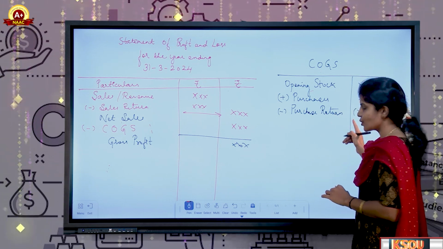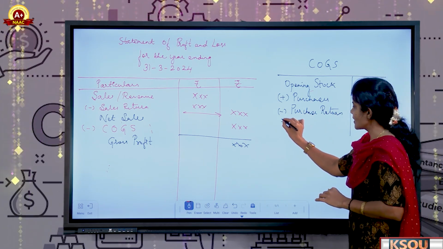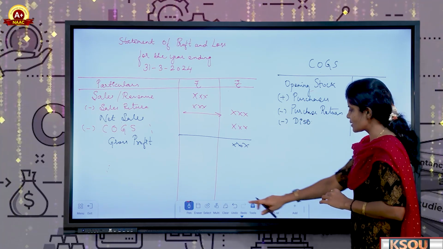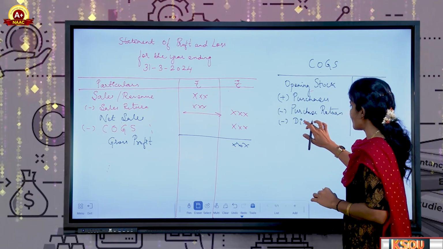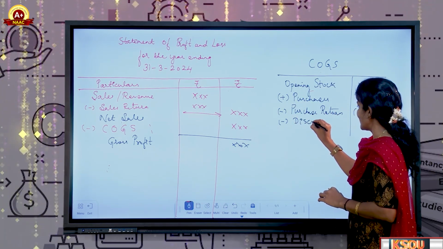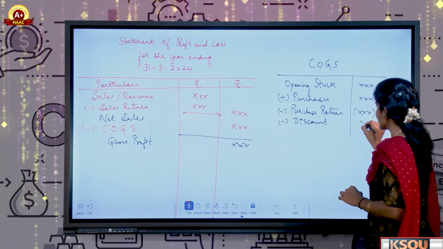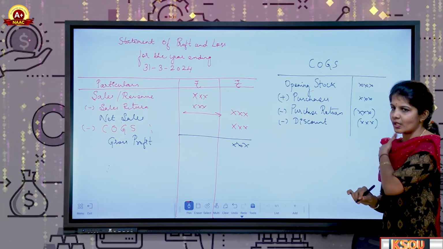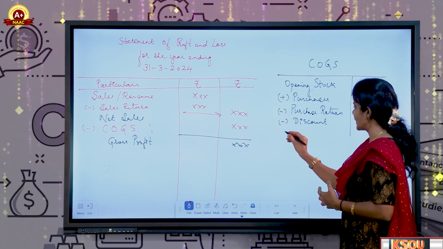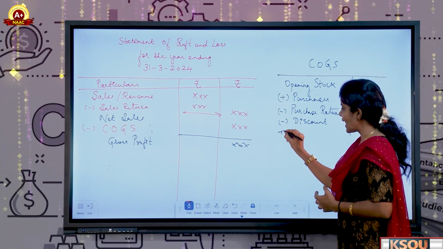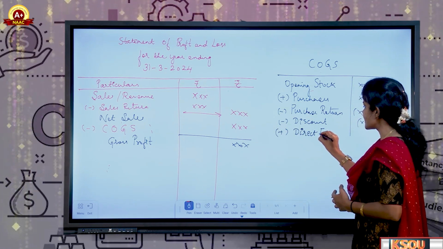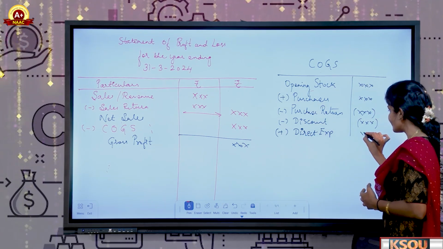This item we are going to deduct, and next is discount. This discount is a purchase discount. If there is any purchase discount we have obtained, then discount received should be deducted. In the same way, if we have received any kind of purchase allowances from the creditors, that can also be deducted. And then we have to add back any direct expenses. The direct expenses must be added.